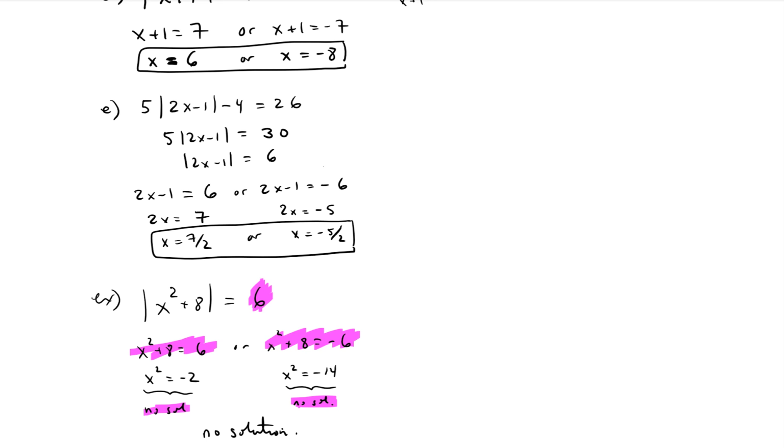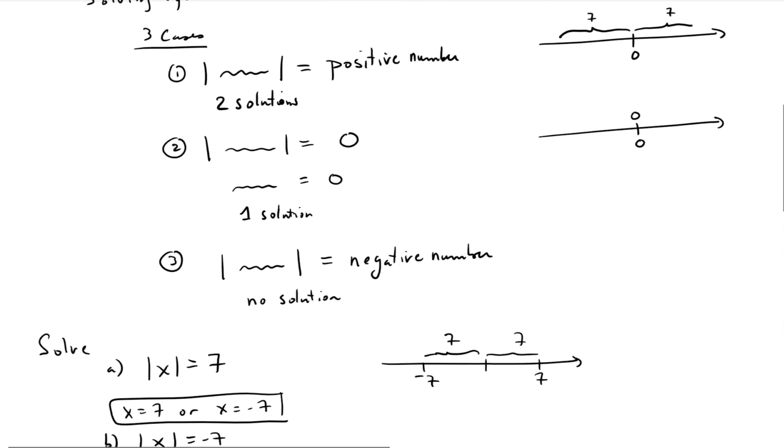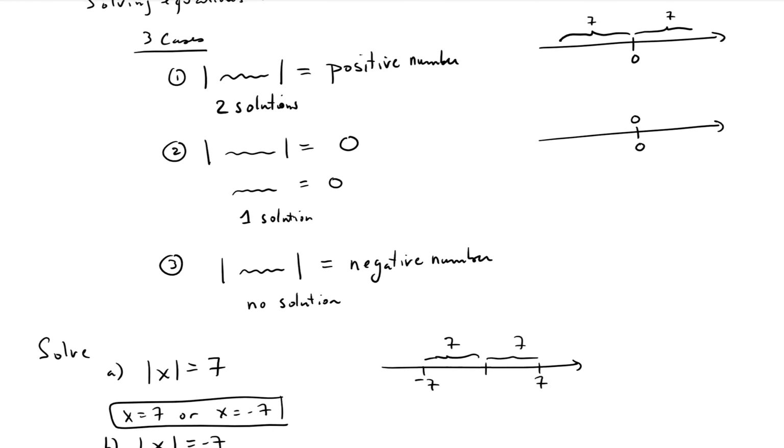But you'll see that in the exercises given in the book, everything is linear, so these three cases will actually work out. So you'll have two solutions if what's inside your absolute value is positive, one if it's equal to 0, and no solution if it's a negative number. This is actually true all the time, by the way, right? So no matter what is inside, the absolute value of anything can never be negative.